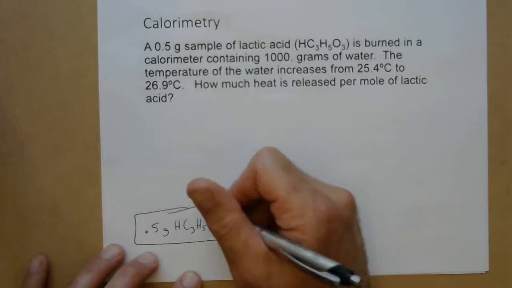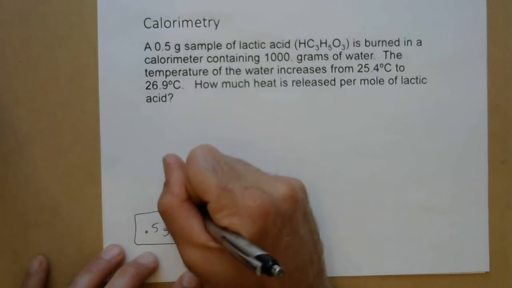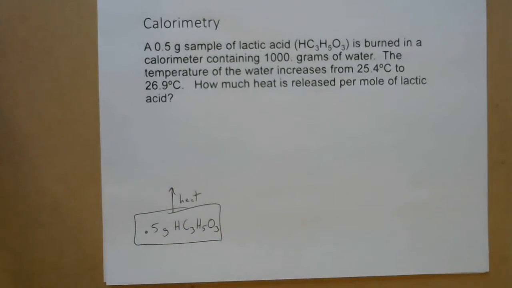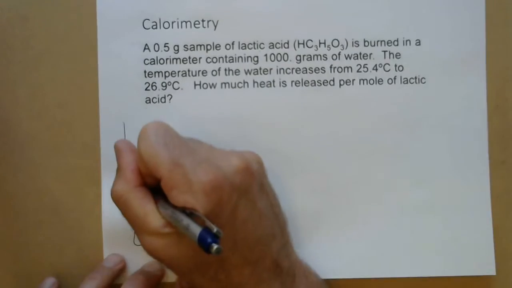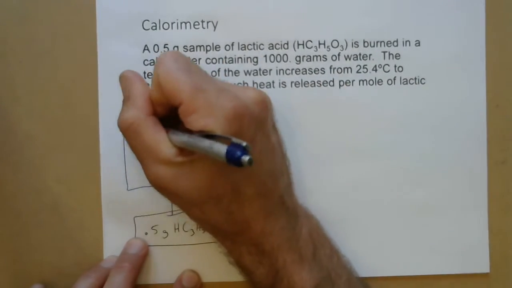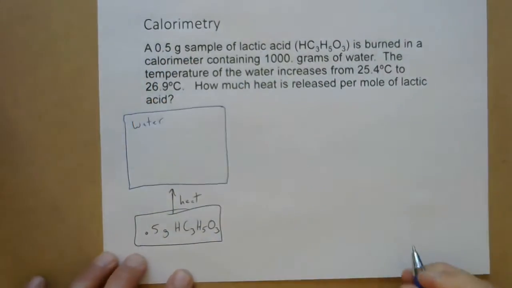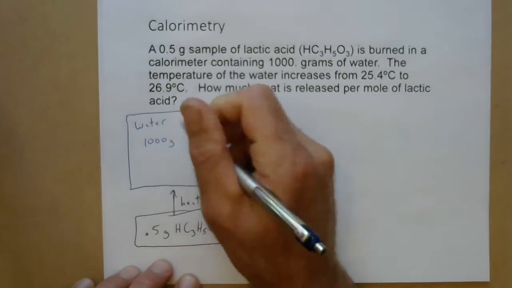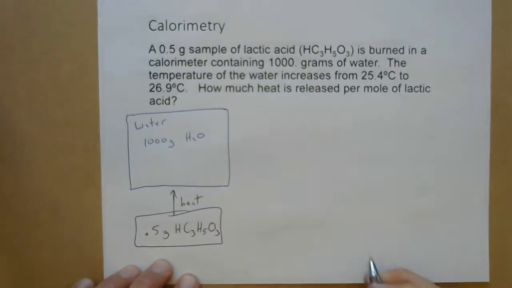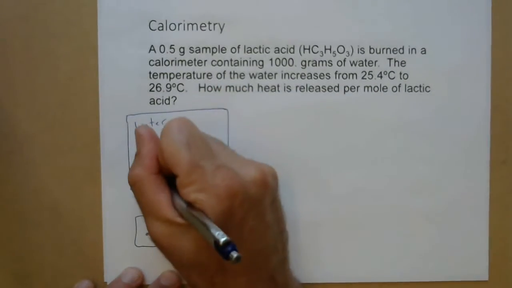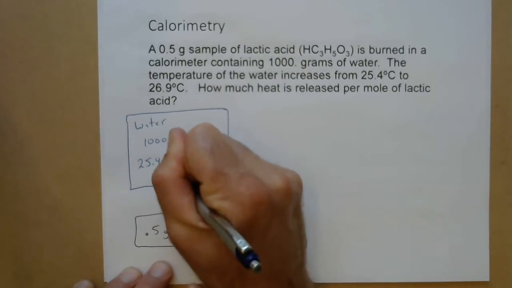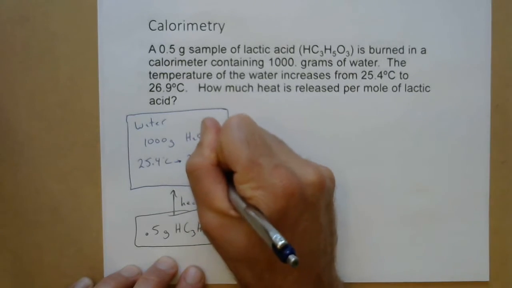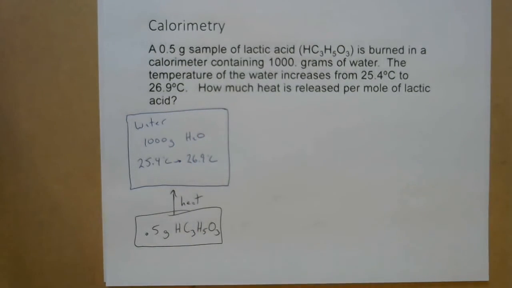Is burned in a calorimeter. So an insulated container, you're going to have a combustion reaction taking place, and this is going to give off heat. And that heat is going to be absorbed by the water in the calorimeter. So here's my water. And in this calorimeter, I have 1,000 grams of water. And the temperature of the water goes from 25.4 degrees Celsius to 26.9 degrees Celsius.